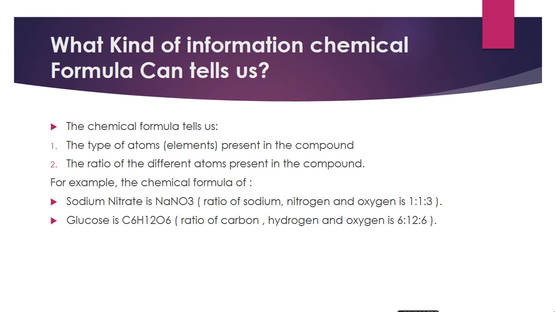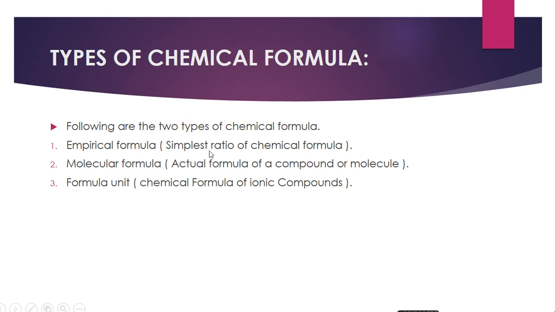So can we simplify it? Can we make it more simple? Yes, using the table of 6, 6, 12 and 6 can be cancelled. So it will come to 1:2:1. So we can make it more simple. So empirical formula is actually the simplest ratio of a chemical formula, whether it can be made more simple or not. Second, molecular formula, the actual formula of a compound or molecule.